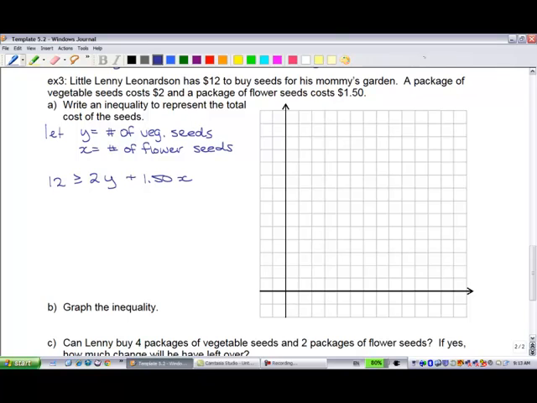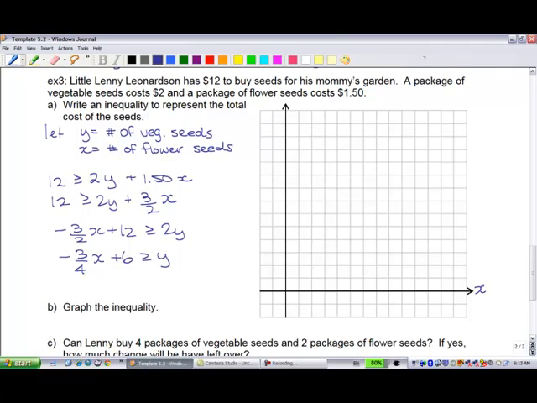So let's change this right away into fractions. $1.50, or 1.5, is the same as 3 halves. Let's turn this into slope-intercept form by subtracting negative 3 halves x. Plus 12 is greater than or equal to 2y, and then dividing by 2, we end up with negative 3/4 x plus 6 is greater than or equal to y. So we have an inequality that represents this buying idea.